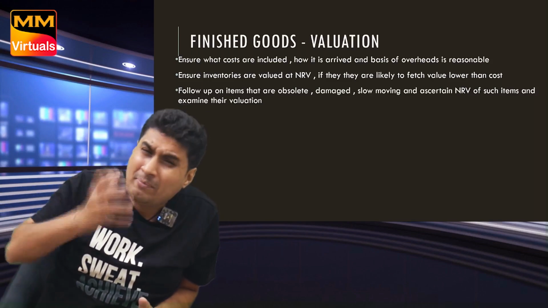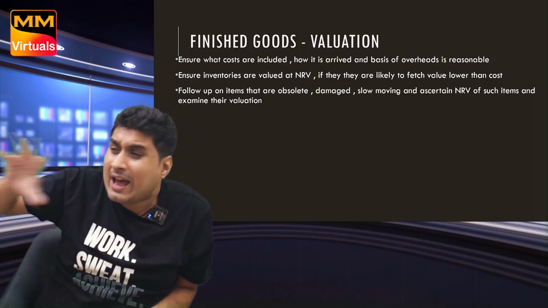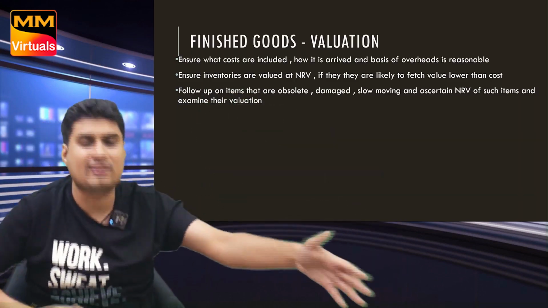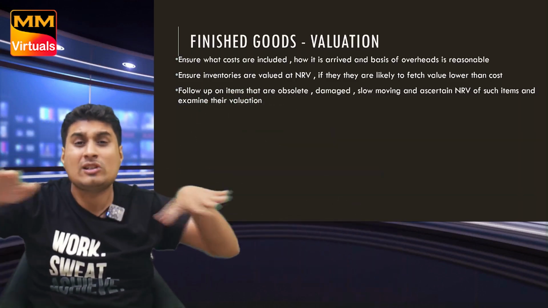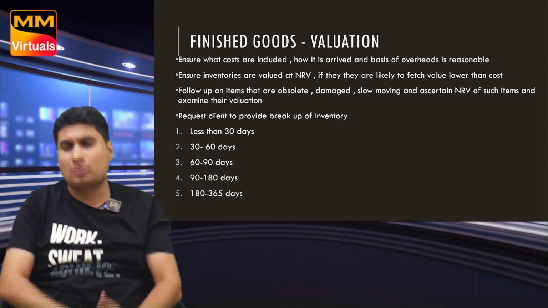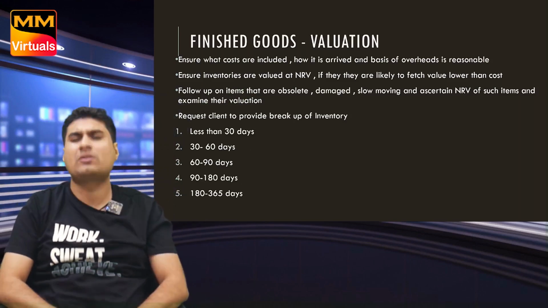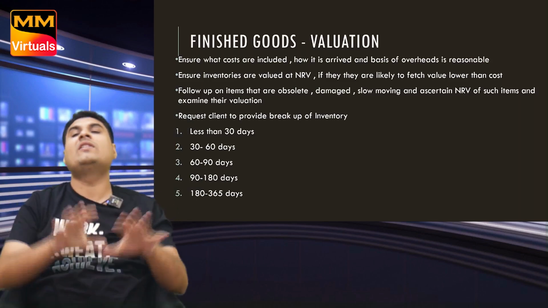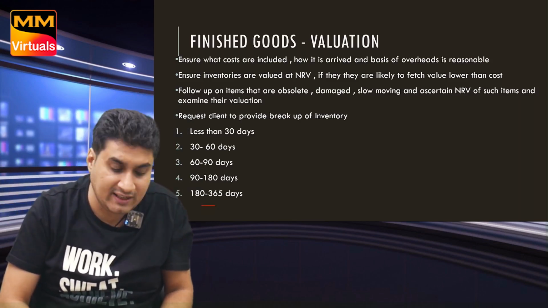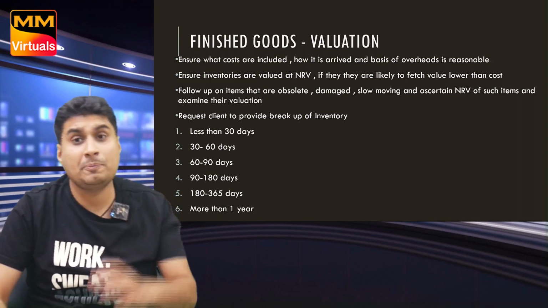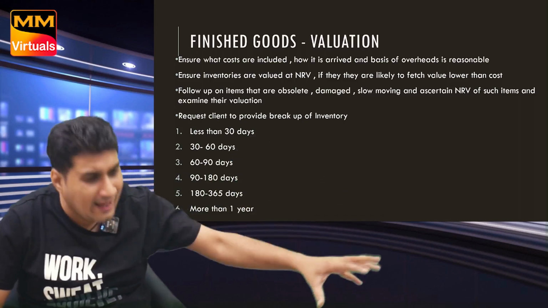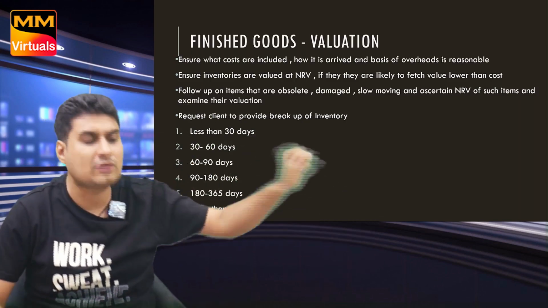Follow up on damaged inventory. Whichever is damaged, the NRV should be reduced. This FG is lying since 6 years, 4 years. The NRV, the value is much lower, net realizable value. Request the client to provide a breakup: 0 to 30, 30 to 60, 60 to 120, 120 to 180, 180 and above. Or 60 to 90, 90 to 180, 180 to 360, 365 and above. Especially on older stock, ask why you have not made a provision. Do the provision, find out the NRV, see the write-off is authorized by the appropriate person.